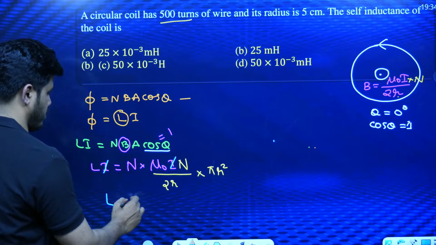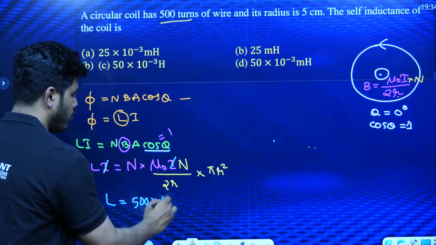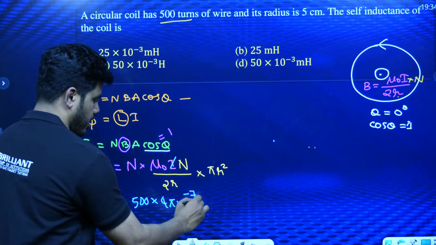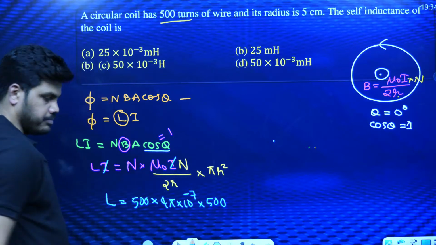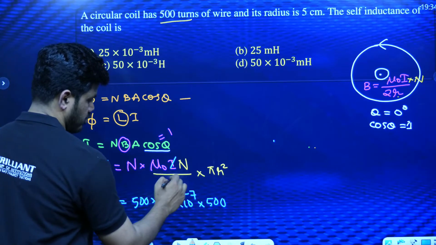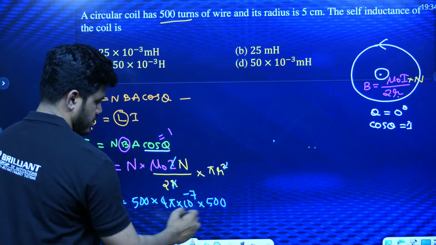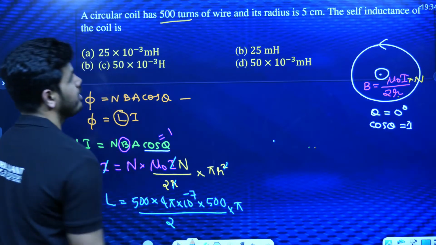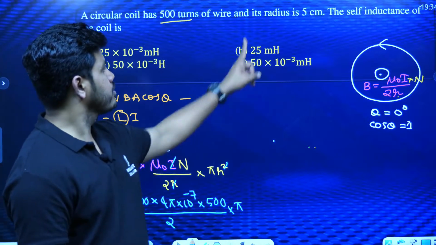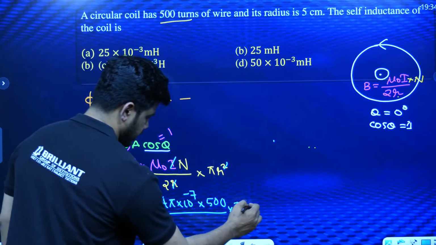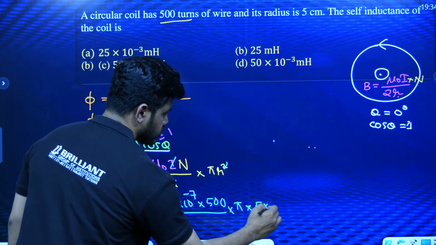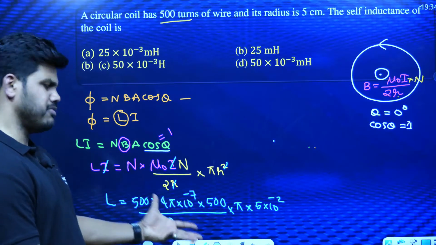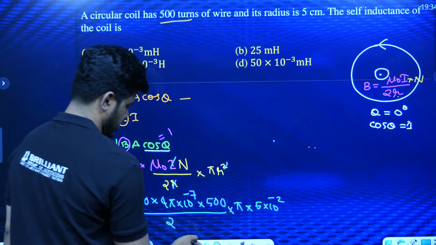Number of turns is given as 500, into 4 pi into 10 raised to minus 7, into 500 once again. Yes, number of turns. One of the R gets cancelled from this. So the whole divided by 2 into pi into, what is the radius given? Radius of the circular coil is 5 centimeters. So we can say into 5 into 10 raised to minus 2. Okay, now we can just simplify this and make sure you are taking it properly.